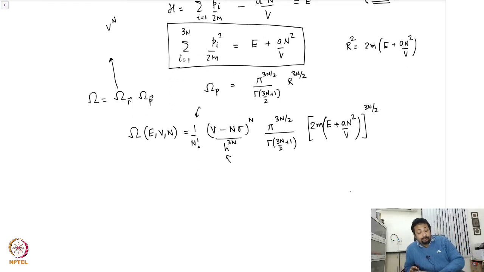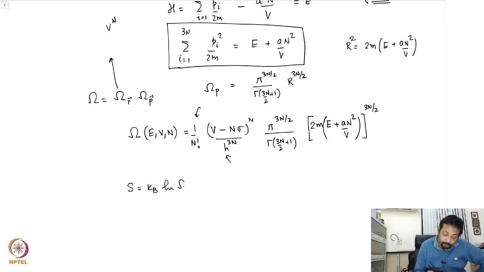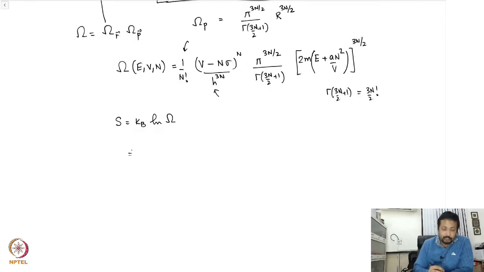Our job is almost done. I know the total number of microstates, and the rest of the thermodynamic quantities I can easily calculate. We start off with the entropy, which is kB ln of omega. The entropy now I can write down as kB n ln V minus n sigma, plus this pi to the power 3n by 2 I can include.